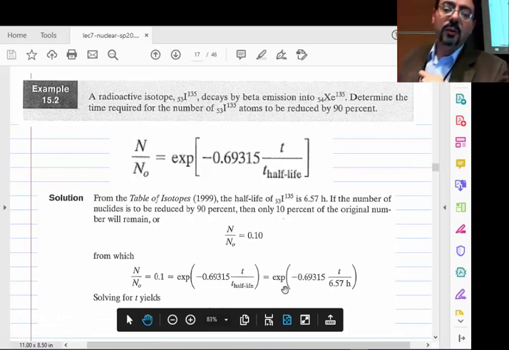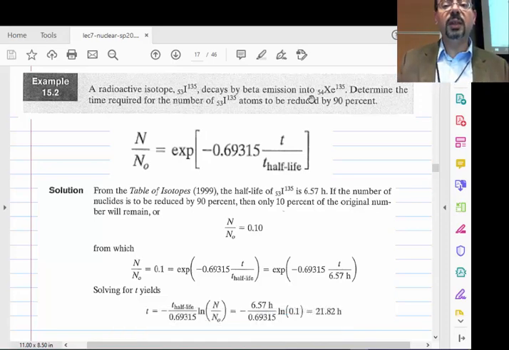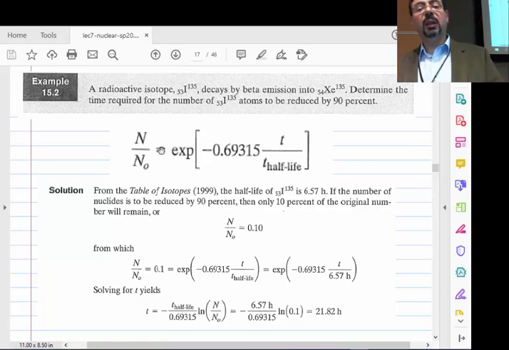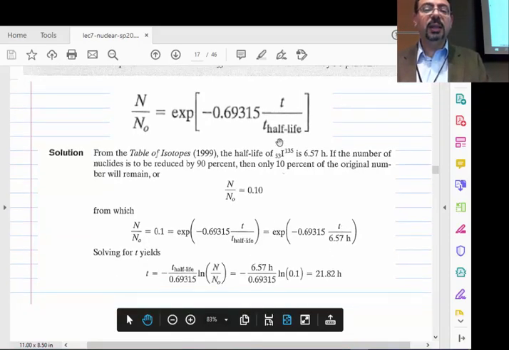So here's an example from our book. Isotope iodine 135, atomic number 53, decays by beta into xenon gas. Determine the time required for the atoms to be reduced by 90%. And that's the only confusing part in this example. What do you mean reduced by 90%? N over N naught should be 10%. That's the confusing part. Because it was reduced by 90%, this is 0.1. So you set this equal to 0.1, set up the equation, and get T.